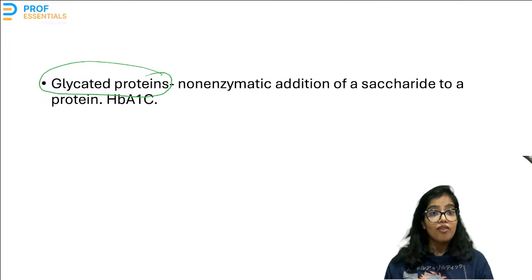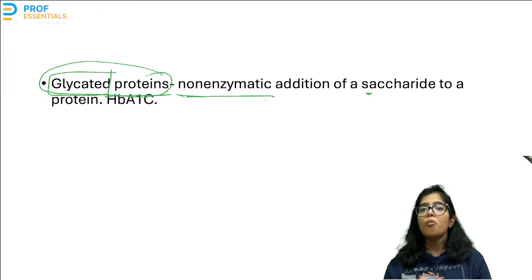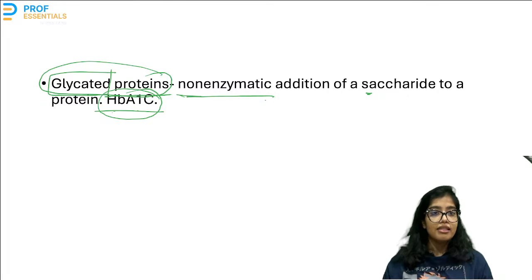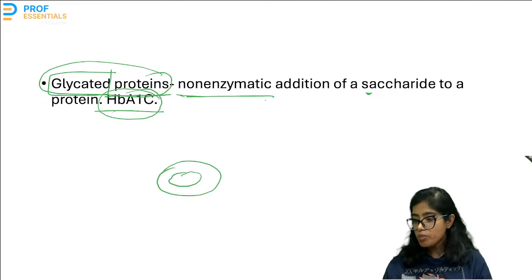So whenever there is an addition of a saccharide to a protein through a non-enzymatic mechanism, it is called glycation. And if it is through an enzymatic mechanism, it is a glycoprotein. Okay, a classic example is glycation by glucose, and that is HbA1c present on the RBC membrane. This HbA1c is glycated by a glucose molecule.